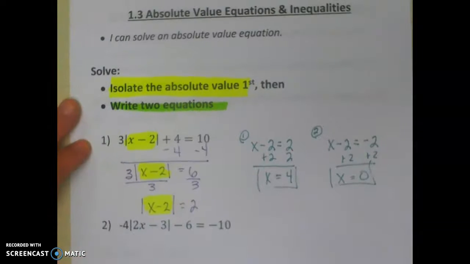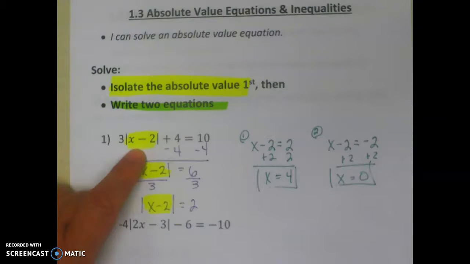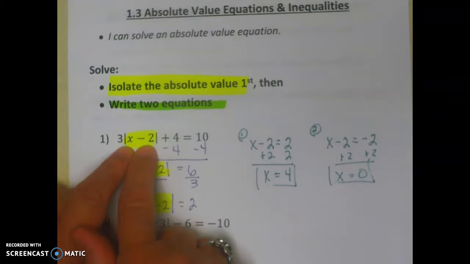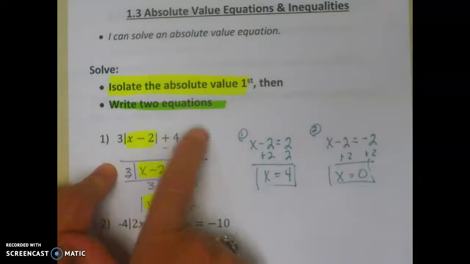Now it's always a good idea to go ahead and plug it back into the original to see if it works. And we don't have to write it out, we can just plug it in. If I take 4 and plug it in for x, 4 minus 2 is 2. The absolute value of 2 is 2. 2 times 3 is 6. 6 plus 4 is 10, so that works.